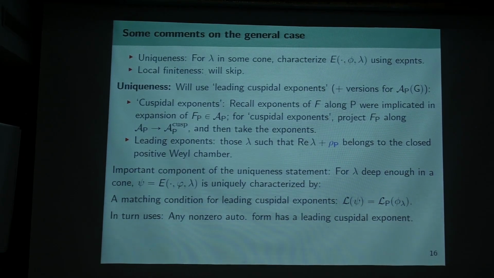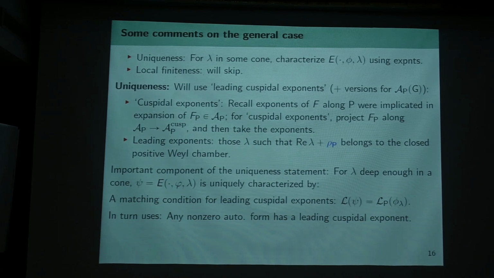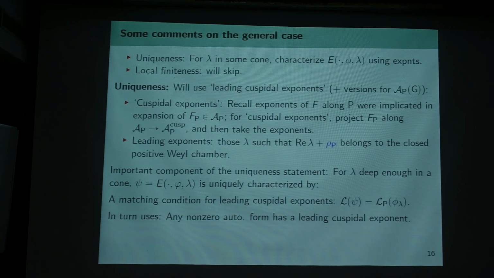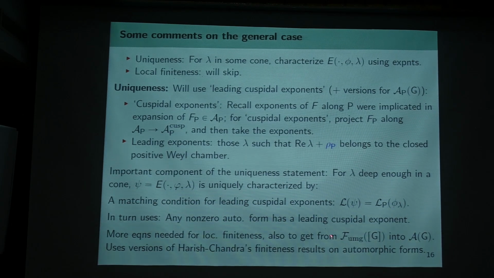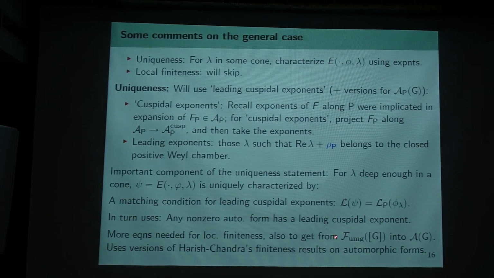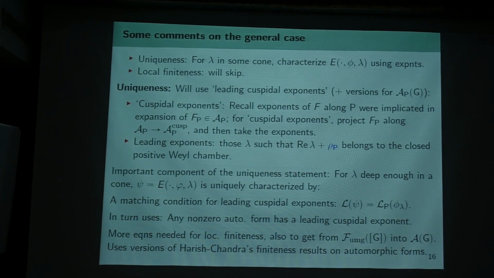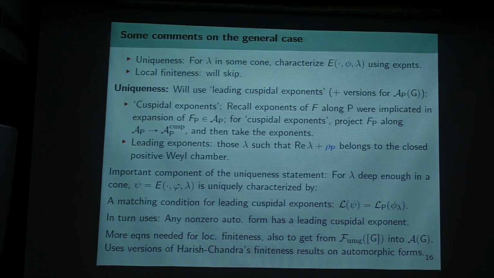Yeah, it almost reminds me of how in the BRD case, the exponents of the constant term of the Steinberg are not positive, but it is kind of close enough to the Weyl chamber. So more equations are needed for local finiteness, and not just that, you are only on uniform moderate growth functions. That's the topological vector space under consideration. So you also need equations to get from there to the space of automorphic forms, and this uses versions of Harish-Chandra's results.